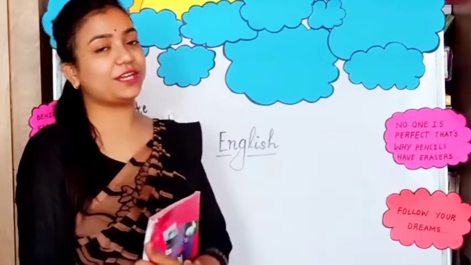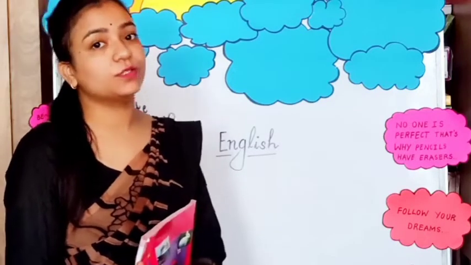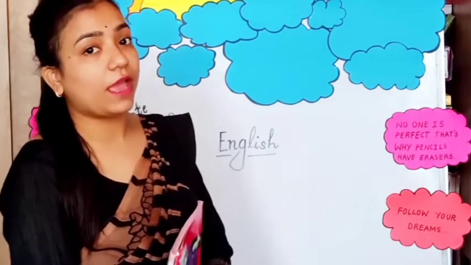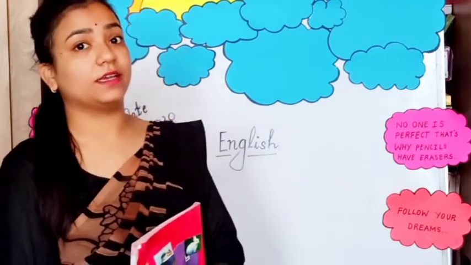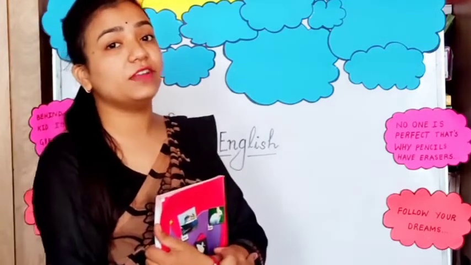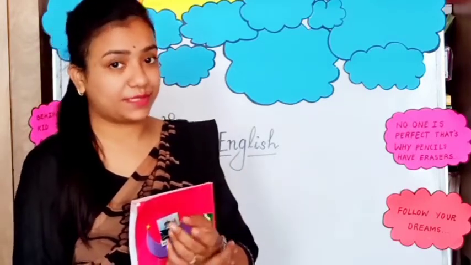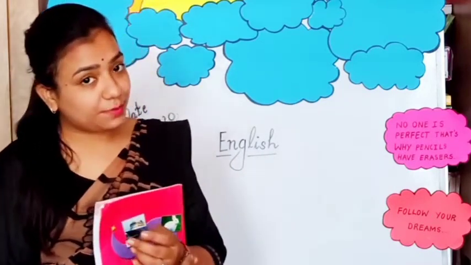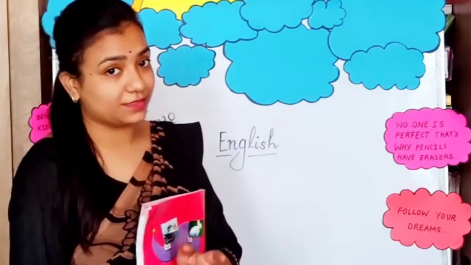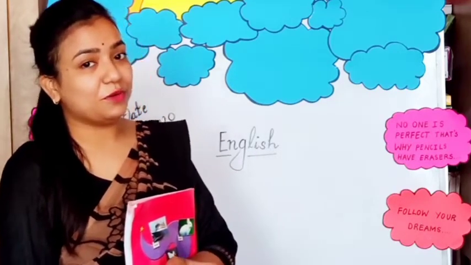So, children, today we will learn some English rhymes and some new letters of the English alphabet. Previously we have learned two alphabets, that is letter A and B, capital A and capital B. So today we will learn some more letters. Okay, so ready? I know you all are ready.